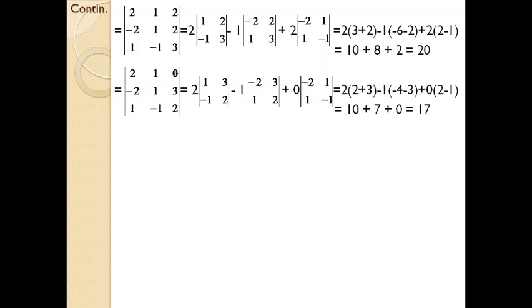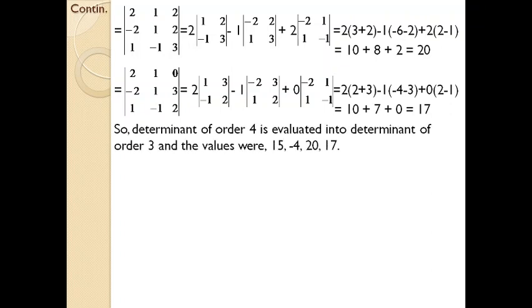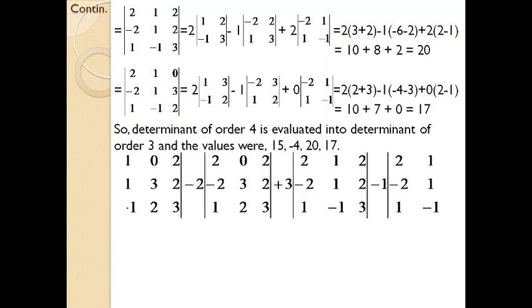And the next part is the important one. You need to be very cautious. So the determinant of the order 4 is evaluated and disintegrated into determinants of order 3, and the values of the individual determinants are 15, minus 4, 20 and 17. The computation is not completed. The next step is, we have found 15, minus 4, 20 and 17 as the values of these determinants of the order 3.